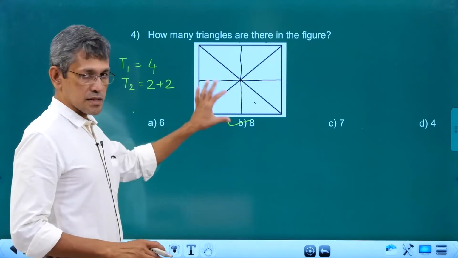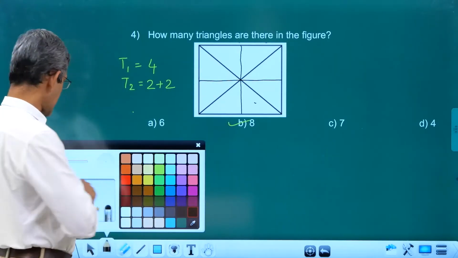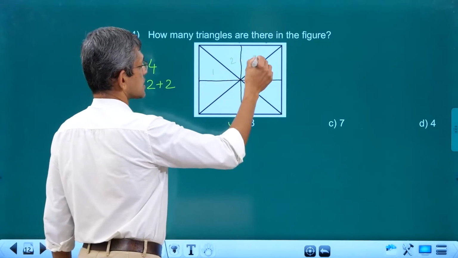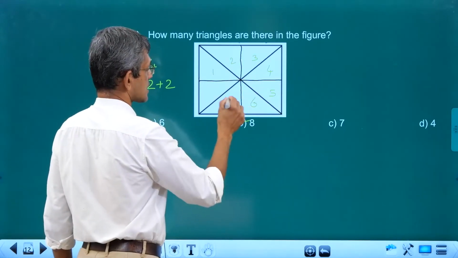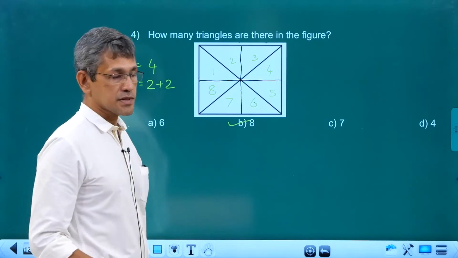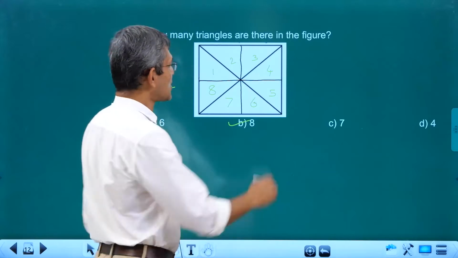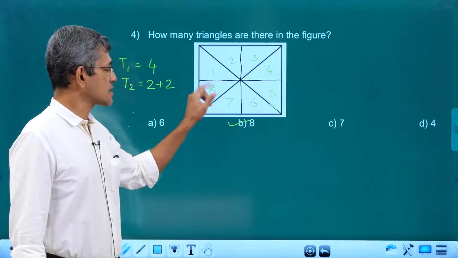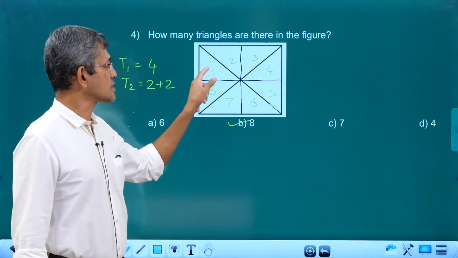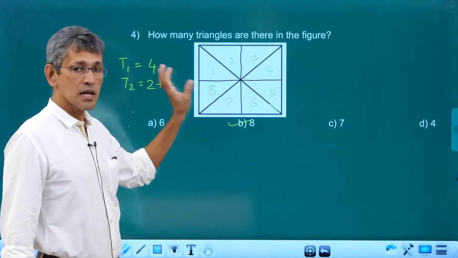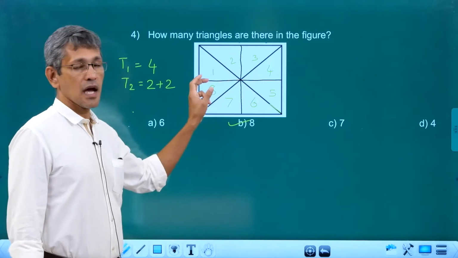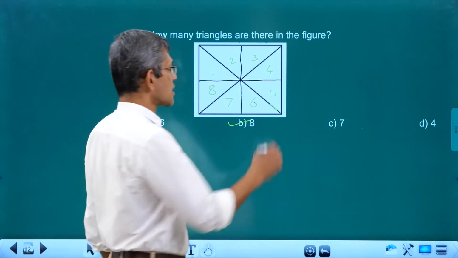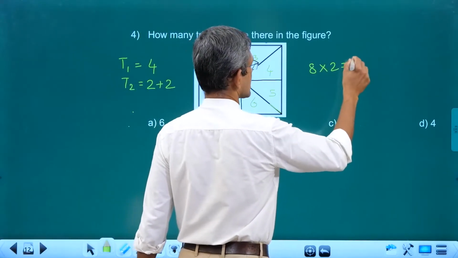When you get a question like this, there is a shortcut method. Look at the pieces we have here: 1, 2, 3, 4, 5, 6, 7, 8 pieces. How many diagonals do you have? This is one diagonal, this is another diagonal. We are looking at the number of pieces, not only triangles. Altogether, how many pieces do we have? In this case, all of them are triangles. So 8 pieces into 2 diagonals, 8 into 2, 16. The answer is 16.